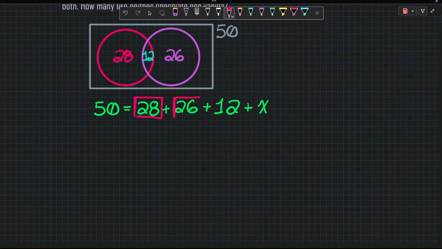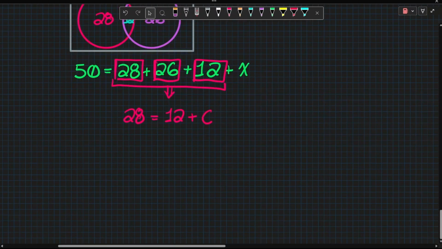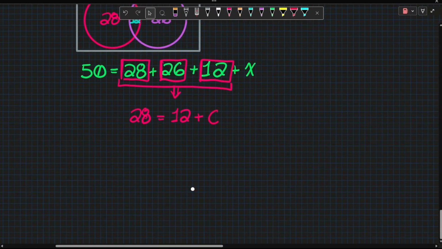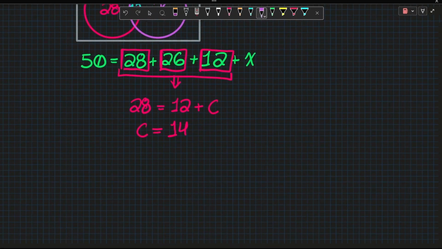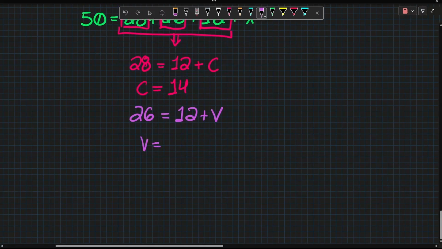So these two numbers here, 28 and 26, and 12, are linked in that 28 people liking chocolate includes the 12 people that like both. So 12 plus, we'll say Y. We'll say C for chocolate. So that means we've overcounted. So we actually have 14 people that like chocolate only, not just. Then we have that 26 people like vanilla, but that includes the people who like both. So we have, this is 14.